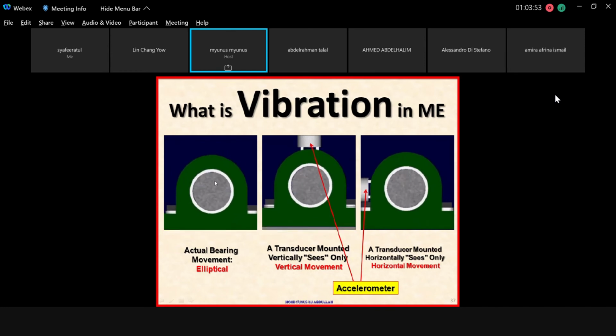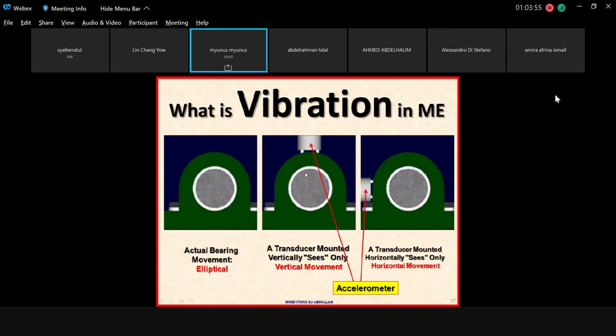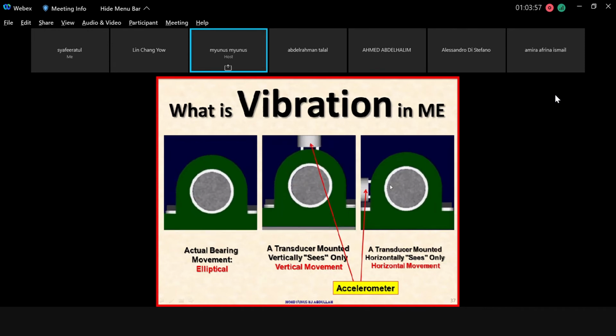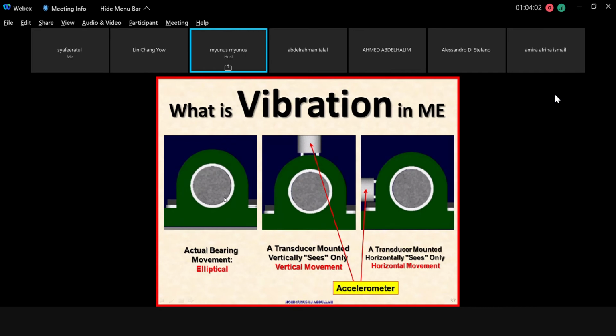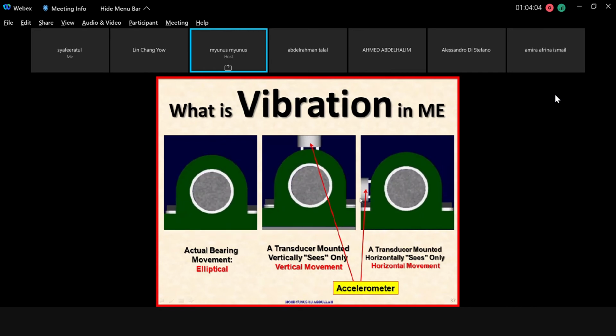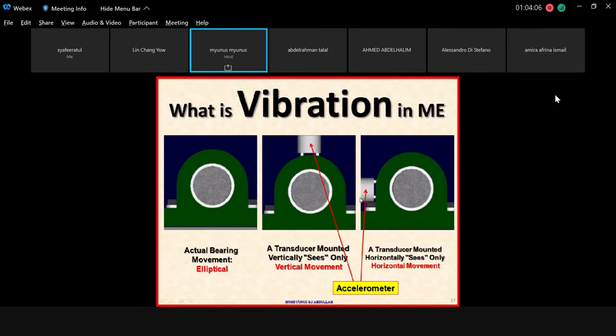But what we are going to look at in the laboratory is that we are going to measure X, and we are going to measure Y, for example. Then you add them together, and it becomes elliptical. This is the combination of these two axes. Okay.